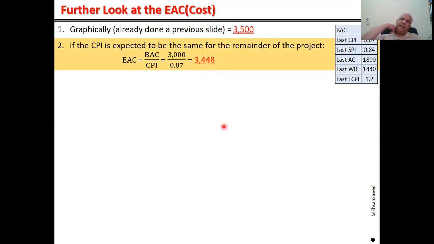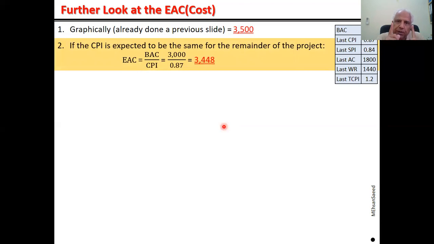Then again, logic. You have already spent 1,800 out of 3,000. Your work remaining is 1,440, and you tell your boss or the head of the PMO or the project sponsor that, look, whatever has left my pocket has left. It is not going to come back. 1,800 rupees are not going to come back. They are gone. They are sunk.